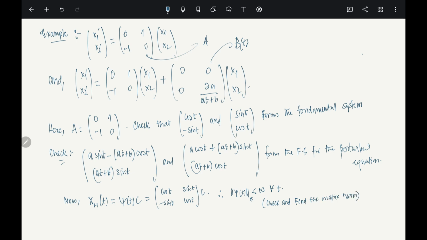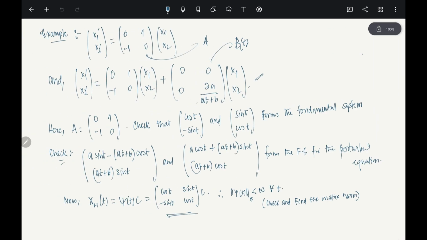Okay, I hope you can check this part, right? You just have to check, if this is a given matrix, you just find out what is the norm of this matrix. Once this norm is bounded, then how do you show that all solutions of this problem are bounded? Tell me. You just have to see the norm of this matrix.